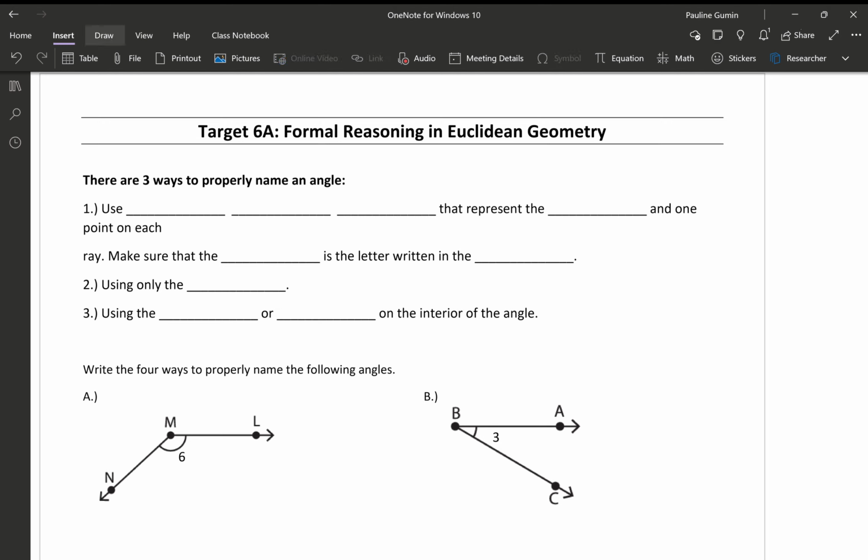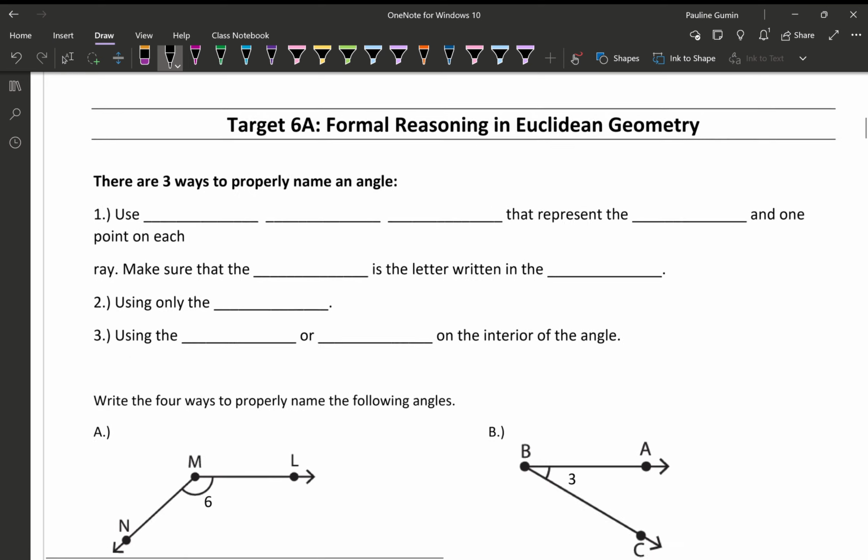Hello, and welcome to a little video about Target 6A, Formal Reasoning in Euclidean Geometry. First, let's start by going over how we properly name angles and line segments.